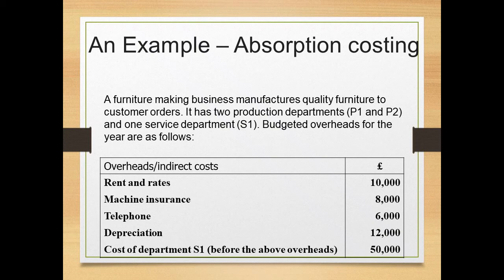A furniture making business manufactures quality furniture to customer orders. It has two production departments, P1 and P2, and one service department, S1. Budgeted overheads for the year are as follows. We have indirect costs as rent and rates 10K, machine insurance 8K, telephone 6K, depreciation 12K, and then cost of department S1 before the overheads are 50K.